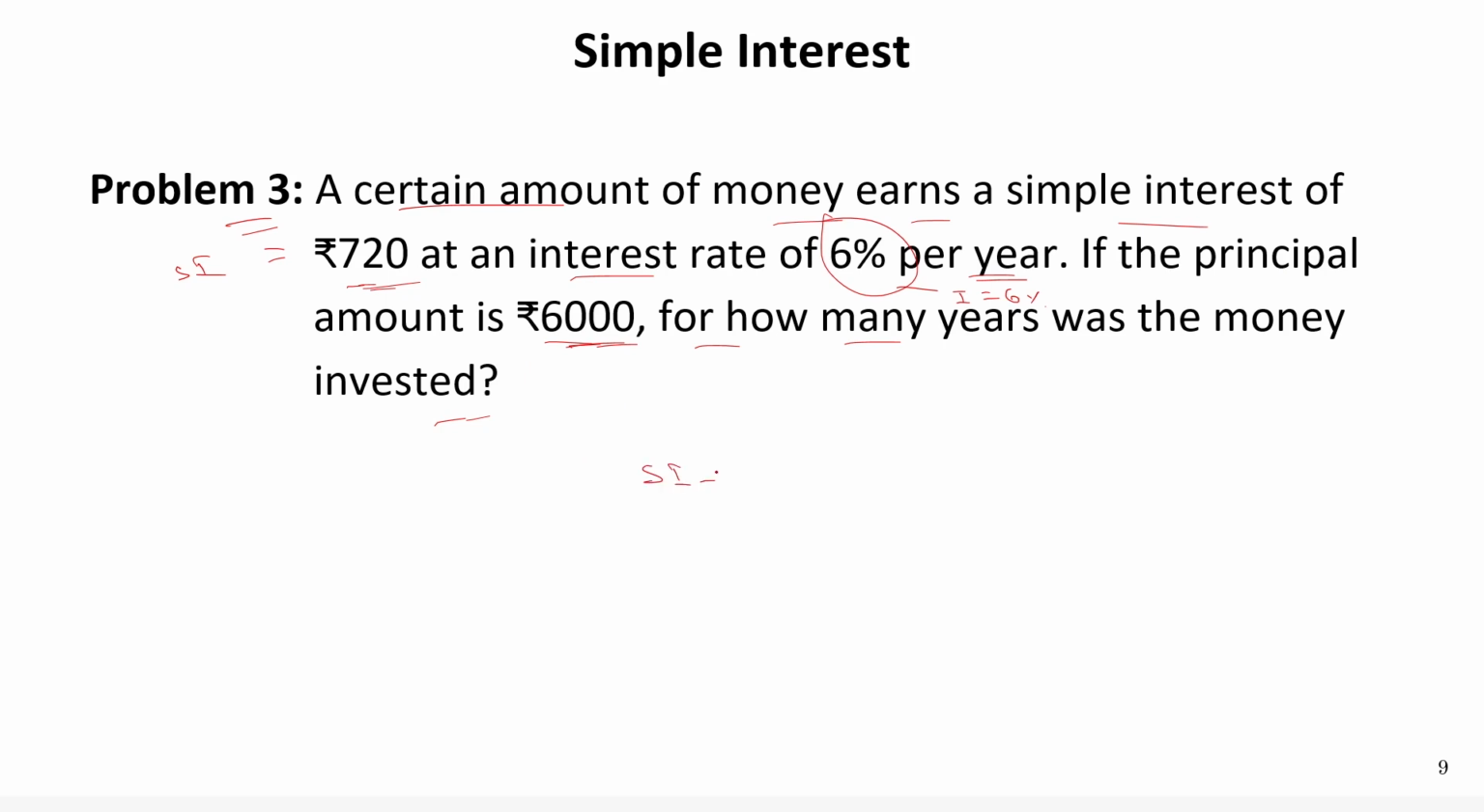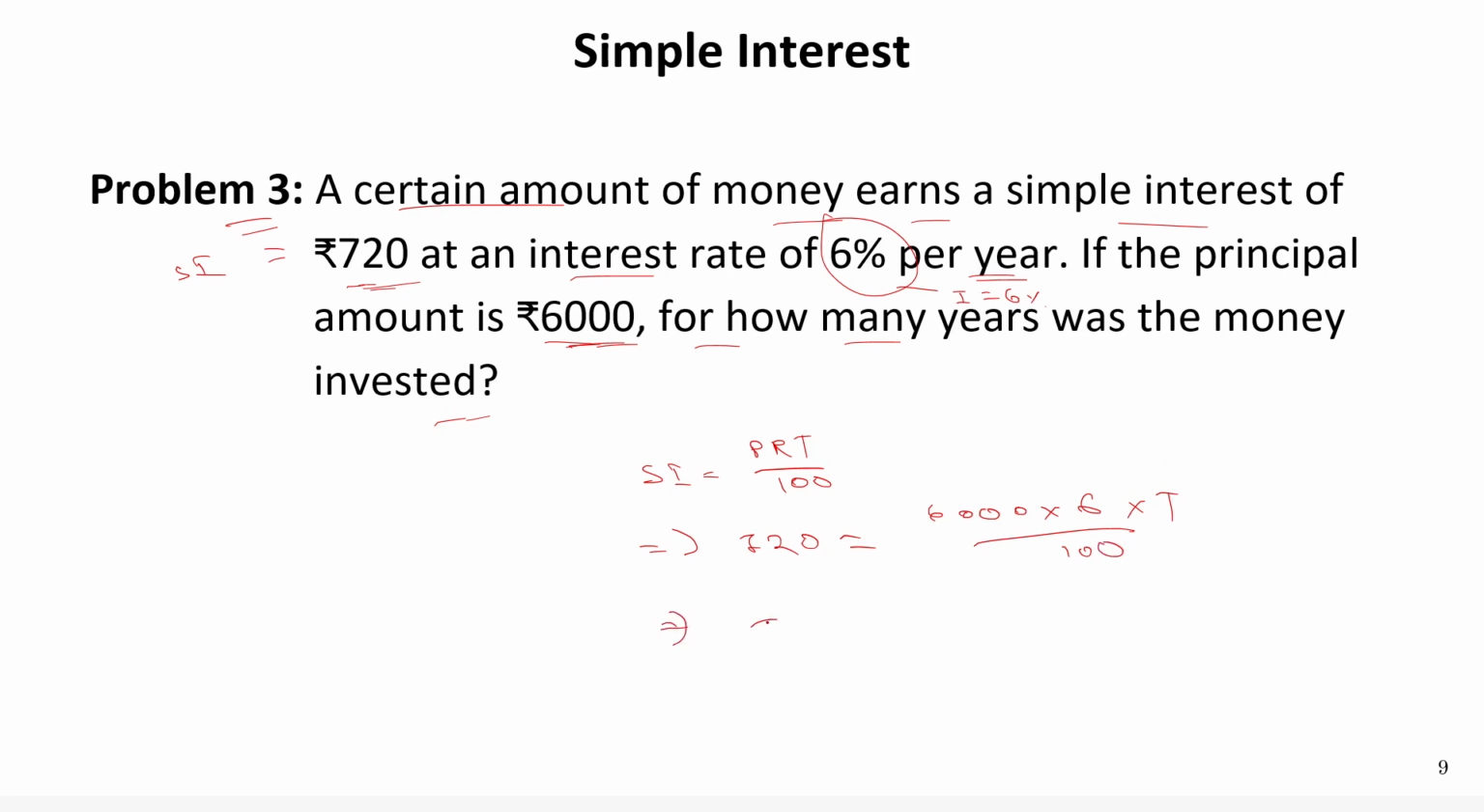So SI is equal to PRT by 100, right? So this implies that SI is given as 720 and P is given as 6000. And R is given as 6%, so we have to divide it by 100, and T is unknown. So we have assumed the number of years is equal to T.